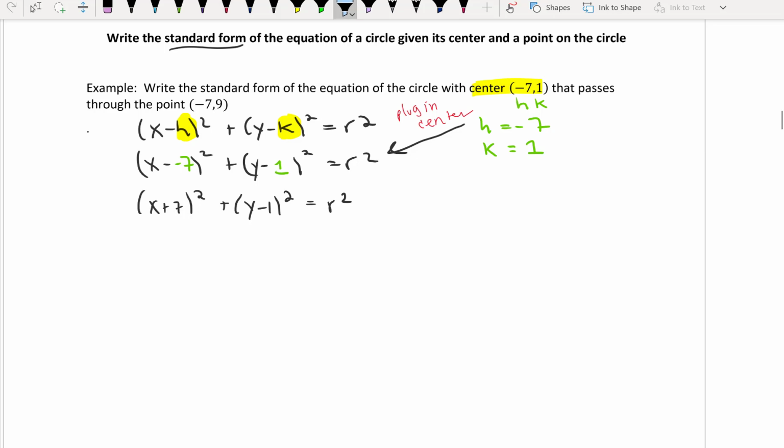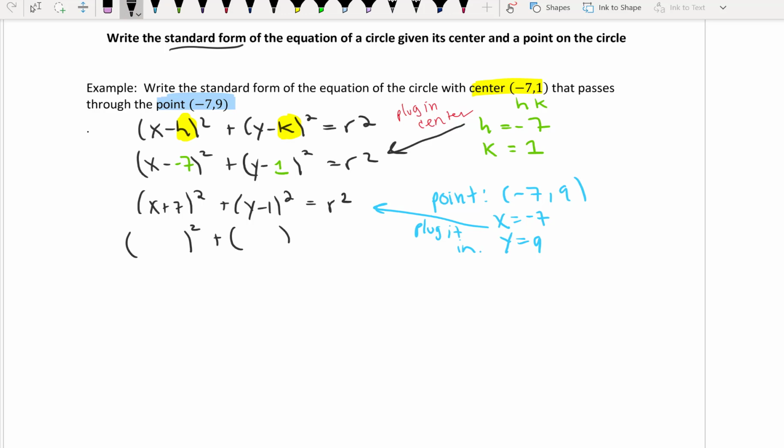So now that I've used the center, the other thing that it talks about is this point. So this is just an x and a y value. So I have x is equal to -7 and y is equal to 9. So now I'm going to put those values into my equation. The x value is a -7 and the y value is a +9. So now I have -7 plus 7, so that's 0 squared. 9 minus 1, so that's 8 squared, is equal to my radius squared. So I'm going to have 8 squared is equal to my radius squared. So that's 64 is equal to my r squared.